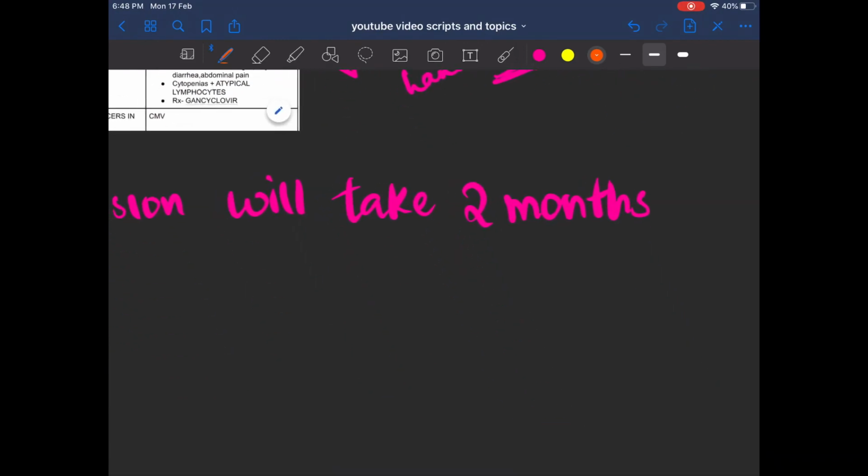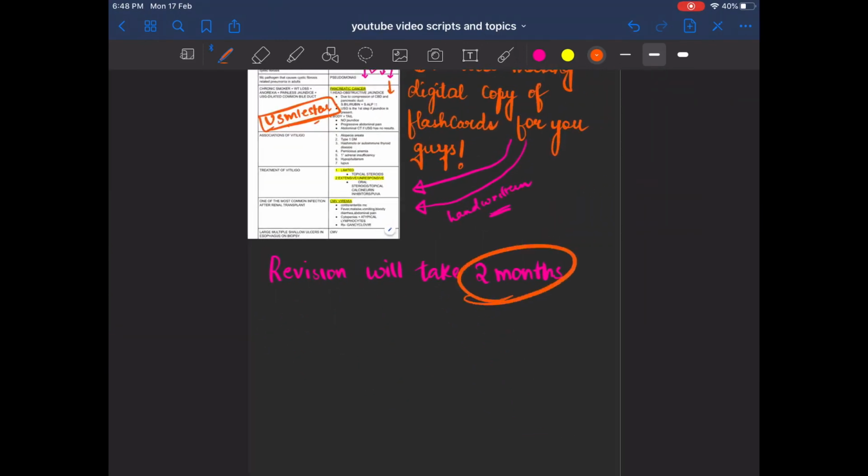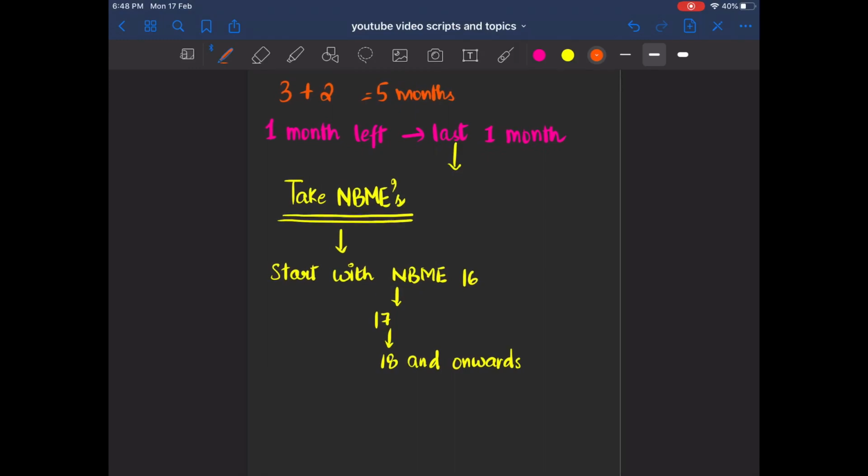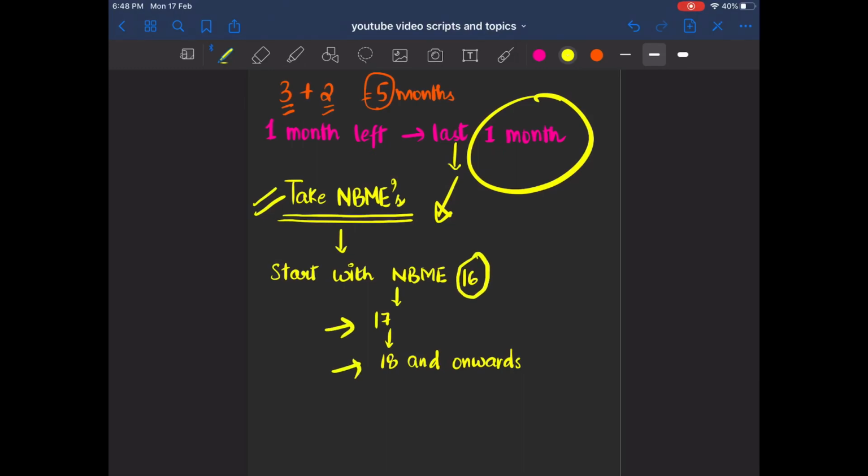Now this revision will take 2 months. So 3 months for the first round, 2 months for the revision equals 5 months. Now 1 month is left. What are you going to do in the last 1 month? For the last 1 month you have to test yourself. Basically you have to take NBMEs. You have to start with NBME 16, then go to 17, 18 and onwards.